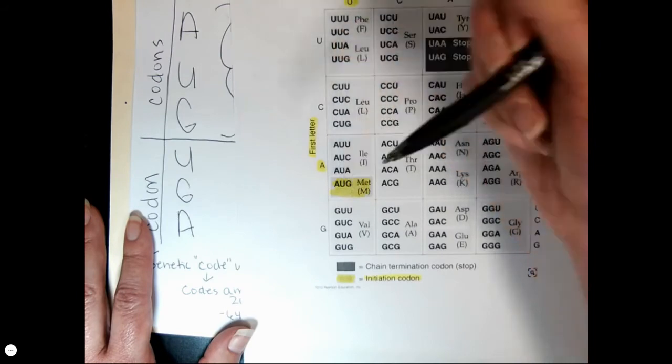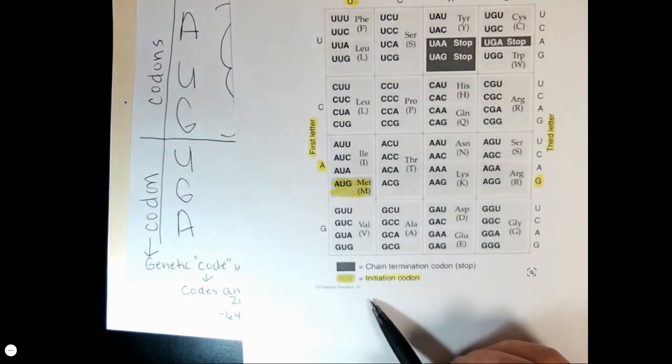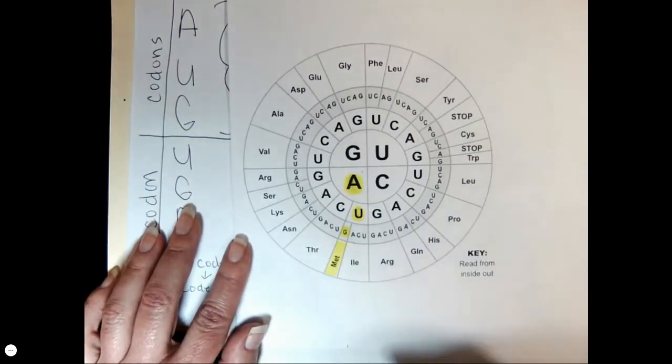Now, we're going to do this one more time, and we're going to be using the same process using the wheel and the traditional chart.